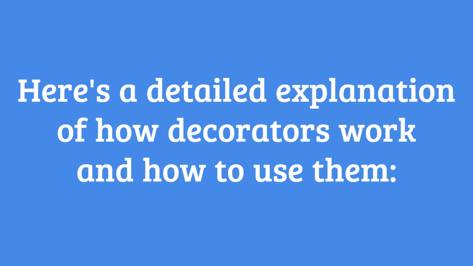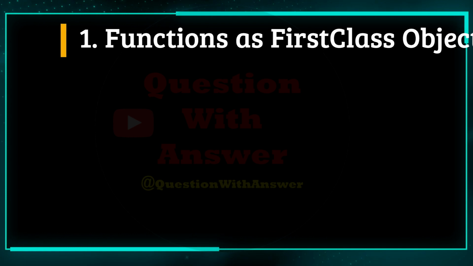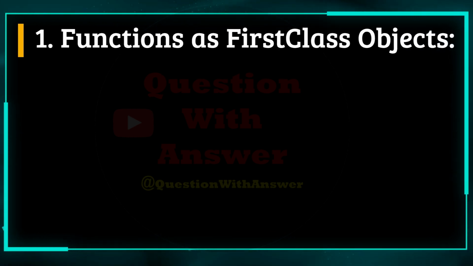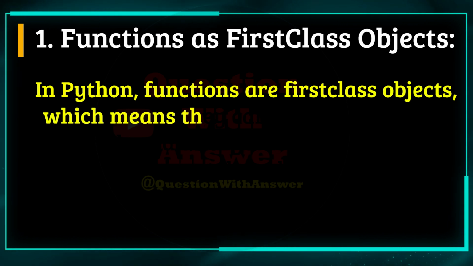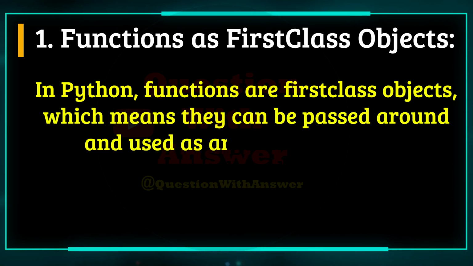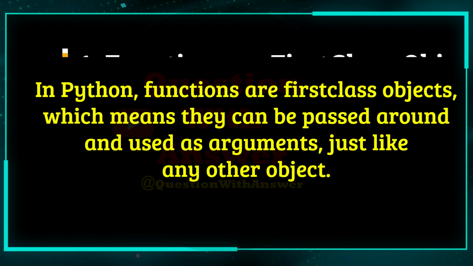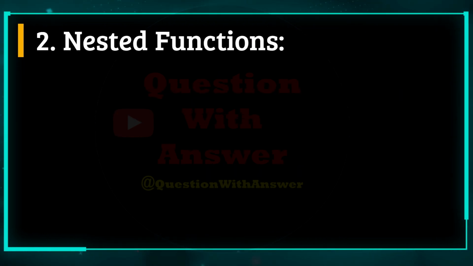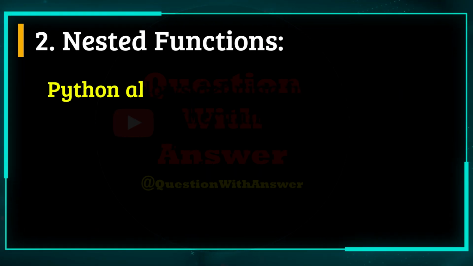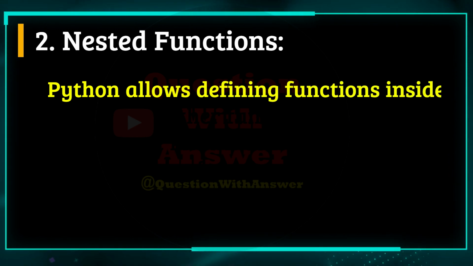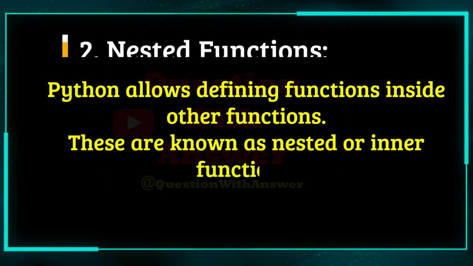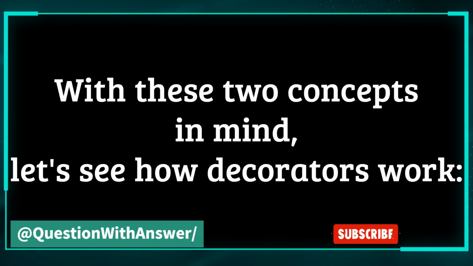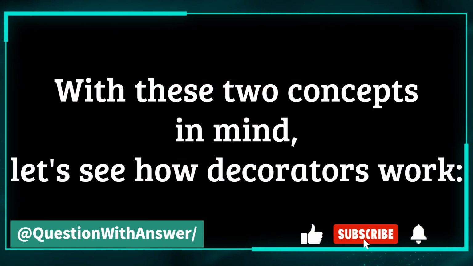Here's a detailed explanation of how decorators work and how to use them. 1. Functions as first-class objects. In Python, functions are first-class objects, which means they can be passed around and used as arguments, just like any other object. 2. Nested functions. Python allows defining functions inside other functions. These are known as nested or inner functions. With these two concepts in mind, let's see how decorators work.